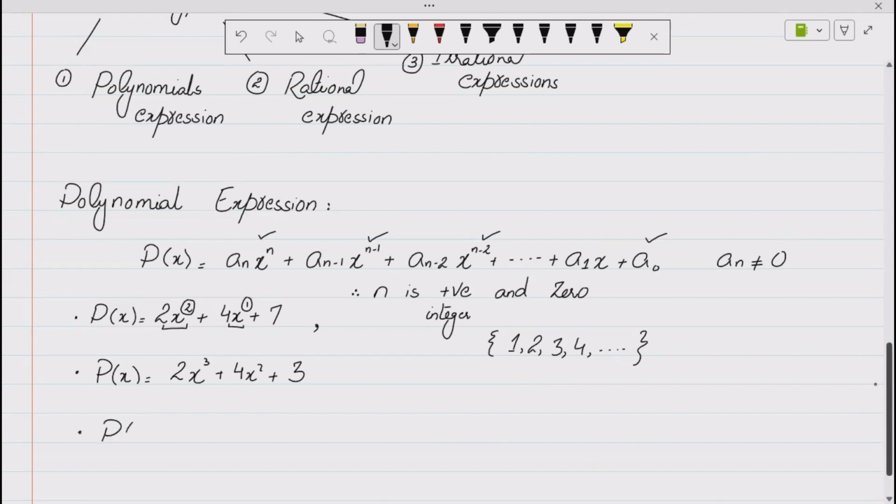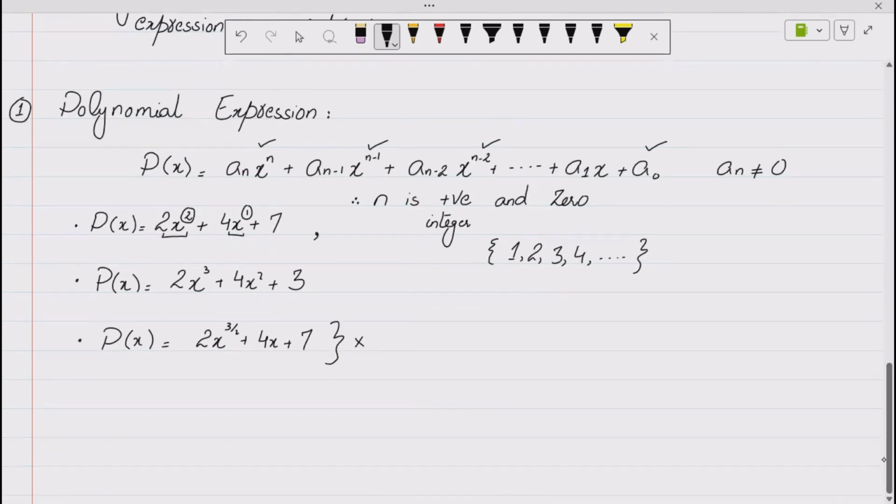But if I write p(x) = 2x^(3/2) + 4x + 7, this is not a polynomial expression. So this is the first type of algebraic expression. Let's see the second type of algebraic expression. The second type of algebraic expression is rational expressions.